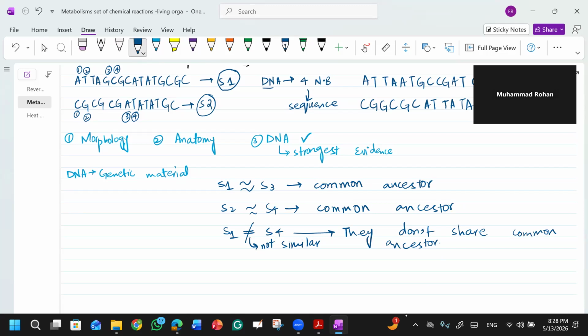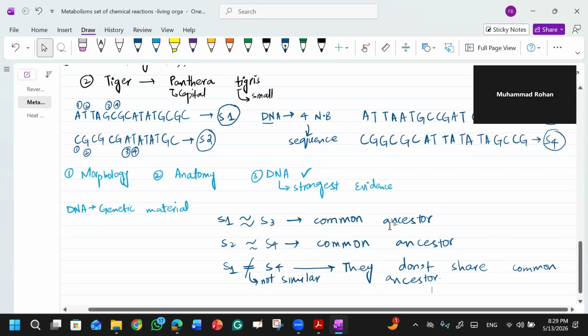So what we are discussing here is that species which are closely related to each other will share a common ancestor, and those which are not related to each other will not share a common ancestor. This is just like the people of one family, they all resemble each other, right? And the people of the other family will be similar within themselves, but if you compare family one with family two, they both will be different from each other. Are you getting my point? Yes.